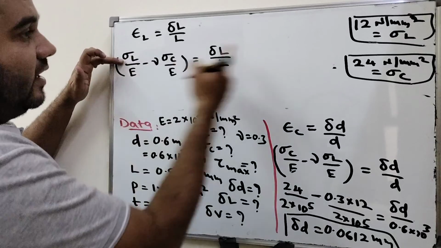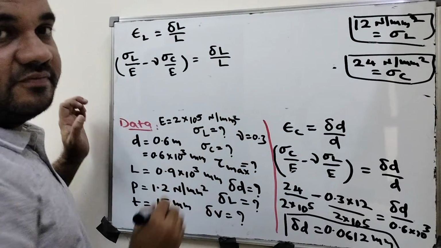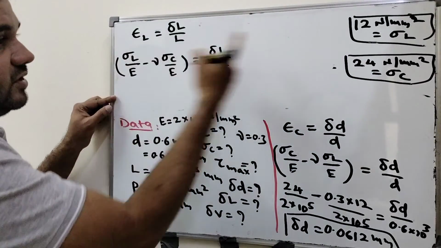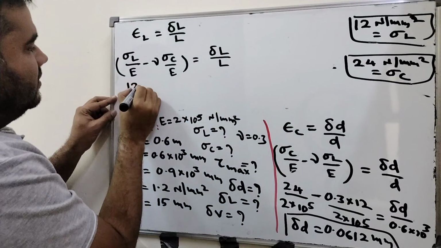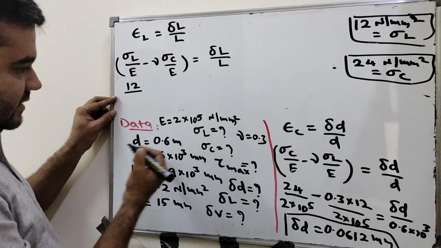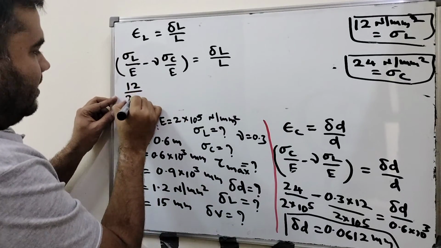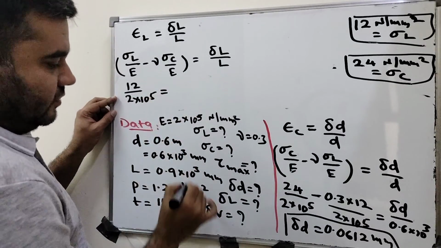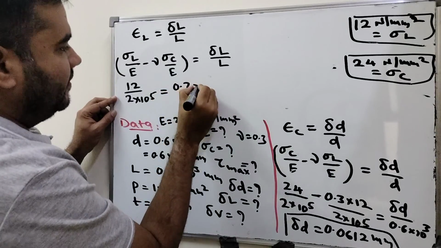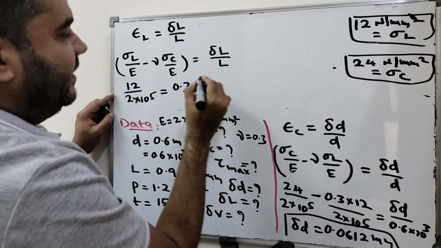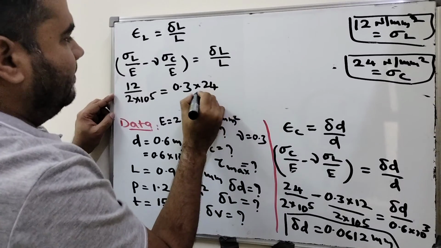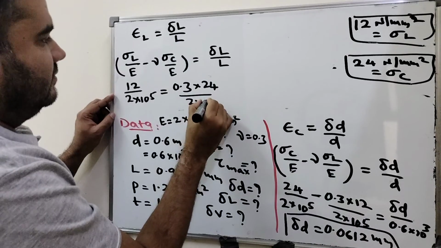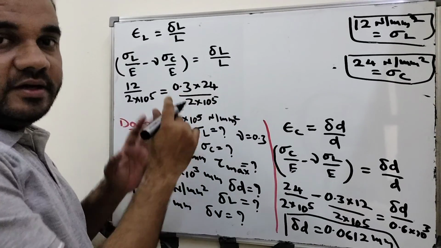Now substitute, we know that we already calculated the longitudinal stress and the circumferential stress. Substitute these values in this equation here. So longitudinal stress 12 divided by E, which is 2 into 10 raised to 5 Newton per mm square, minus Poisson's ratio, which is 0.3 already given, into the circumferential stress 24 divided by E, 2 into 10 raised to 5. All are in Newton and millimeter.